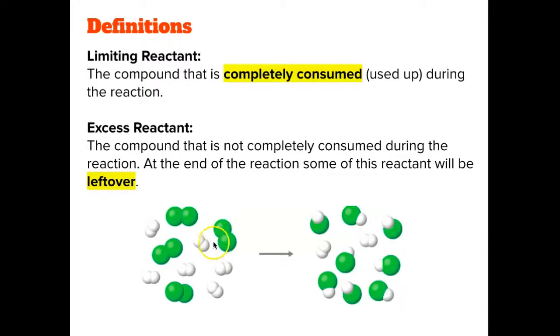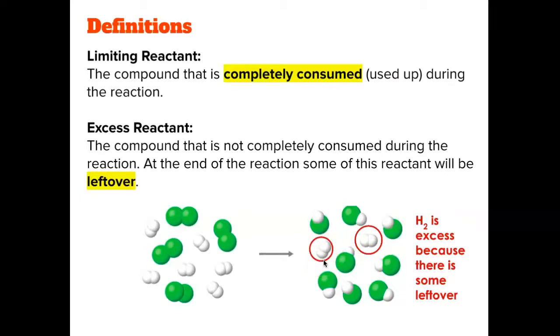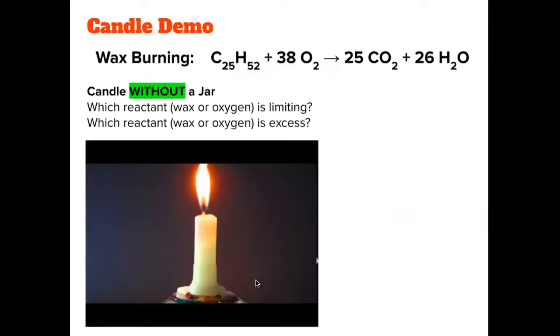So if we take a look here, we're seeing a reaction between chlorine, which are the green circles, and hydrogen, which are the white circles. And what we can see after the reaction is that we have none of that molecular chlorine left. So no more of the green circle bonded to the green circle. But what we do see is some of the hydrogen left over right there. So hydrogen is excess because there's some of it left over after the reaction takes place. We have some of these unused hydrogen molecules.